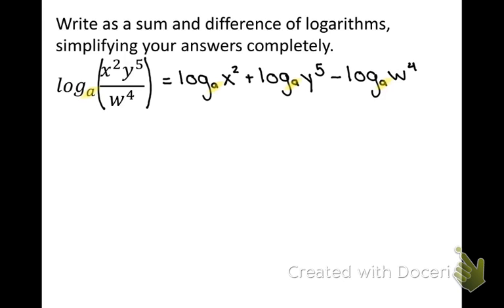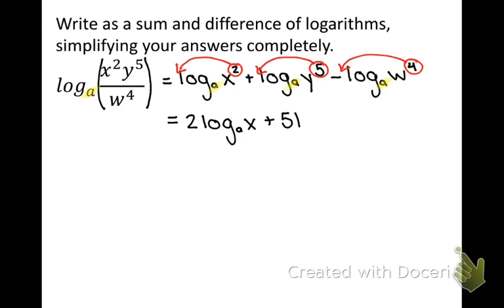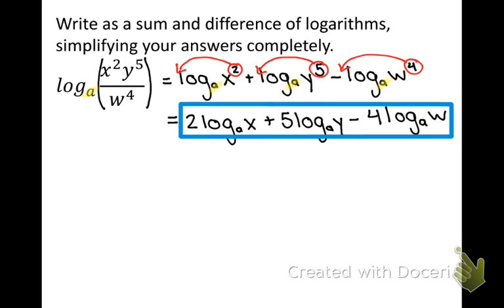I can go one step further with this one. We can bring each of these exponents down to the front. Whee! It's like a little slide. So we end up with 2 log base a of x plus 5 log base a of y minus 4 log base a of w. There we go. So we had 3 separate rules that we ended up using on this one.